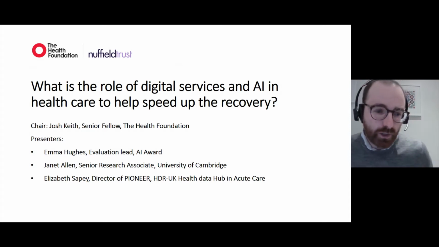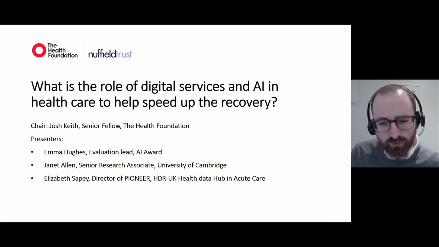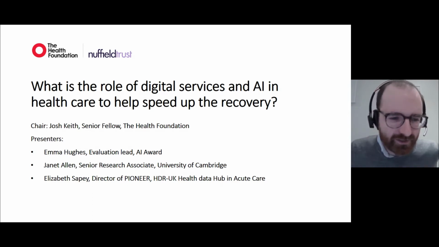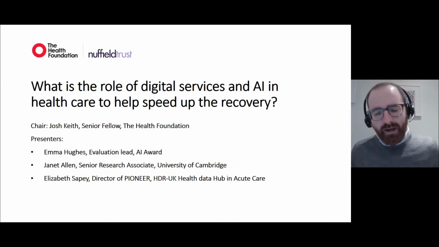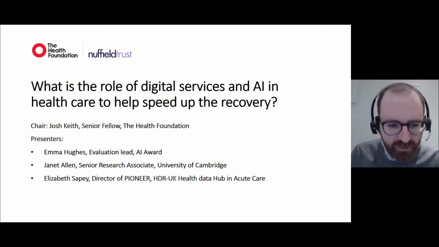3 particular areas or questions we'd like to explore with our panel: the role of digital innovation generally in the NHS recovery, whether AI can help manage and reduce waiting lists, and crucially, given the topic of today's conference, how can evaluation support the adoption and spread of these digital innovations?